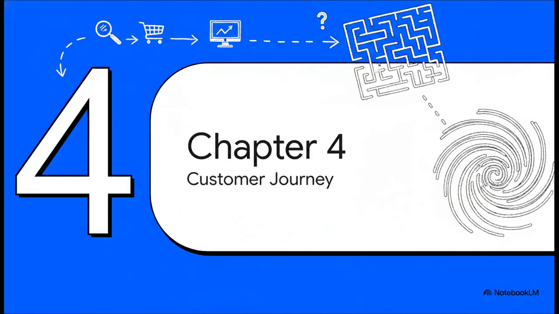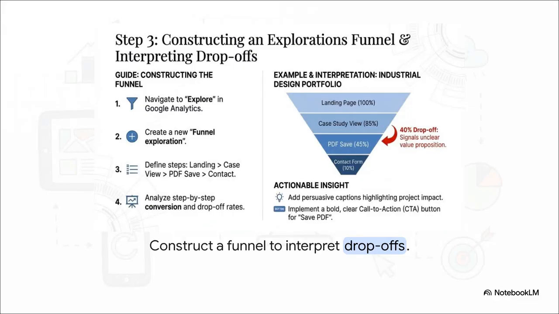Chapter 4. Mapping the Customer Journey. All right, it is time to discover exactly how visitors navigate the aisles and, more importantly, where they get lost. When we construct an exploration funnel, we might map out a path like landing page, case study view, PDF save, and finally, the contact form. And boom, we spot a massive red flag, a 40% drop-off right at the PDF save stage.